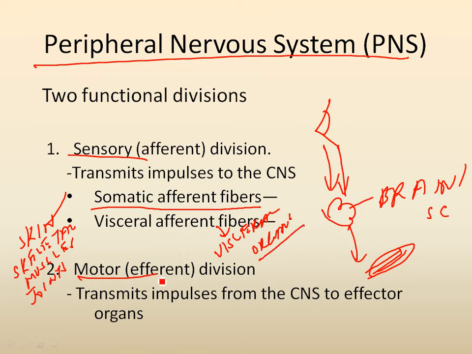There's the motor efferent division, which transmits impulses from the central nervous system to the effector organs. And like I said, the effector organs could be a muscle or a gland.